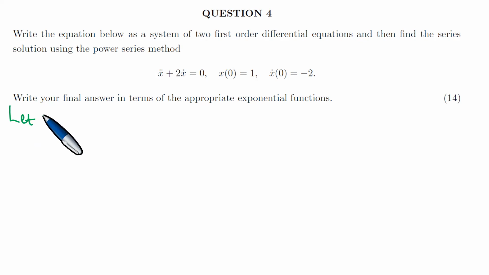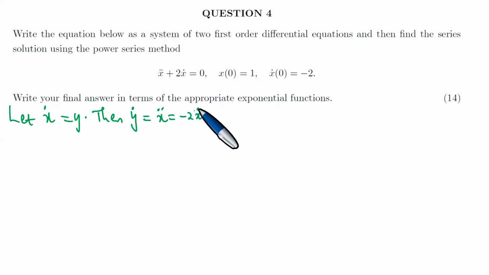We let x dot be equal to y. Then we have y dot, which equals x double dot. And what is x double dot according to this? X double dot according to this is minus 2x dot. We transpose, starting the solution in order. And what is x dot? X dot is y.